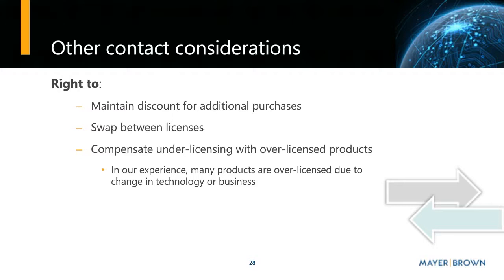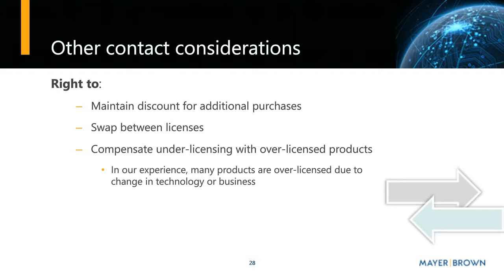What we see very often is that the client purchases different types of licenses, but then at some point realizes, well, actually I should have bought a bit more of this type of licenses, but a bit less from the other type of licenses. And it is very useful if you have included a right to swap between licenses which you haven't started using yet. And the same mechanic can also work with under-licensing and over-licensed products.